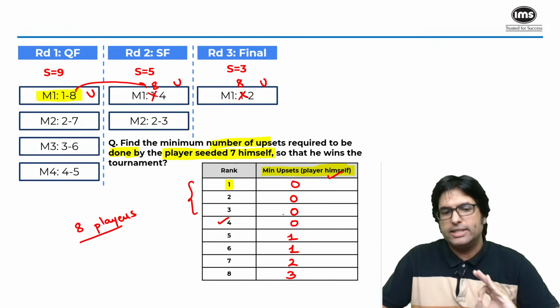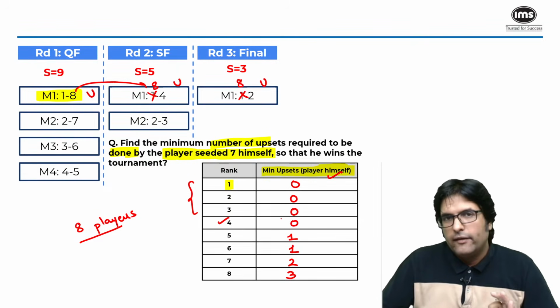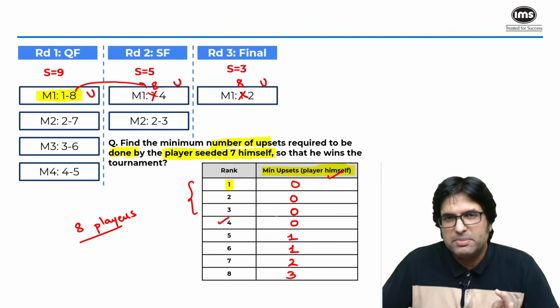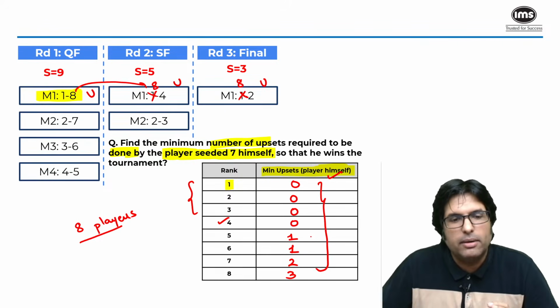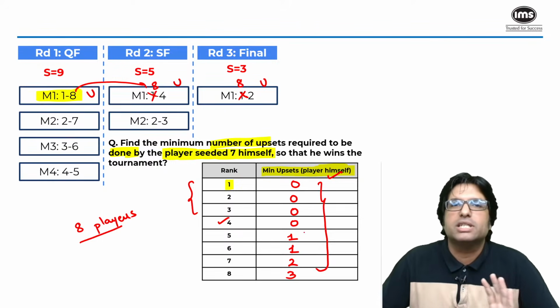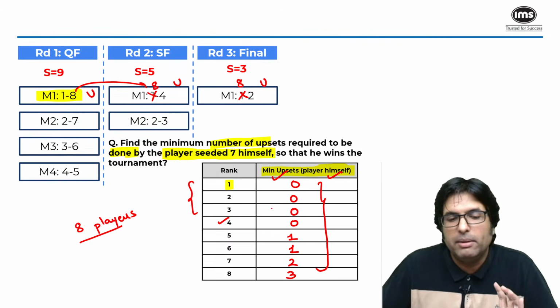Let's make this very, very easy. Now understand the approach to this very, very carefully. Please be very focused. I am now telling you how to fill this table for all the players who are participants in the tournament for this particular category of question, minimum upsets that the player himself is involved in.